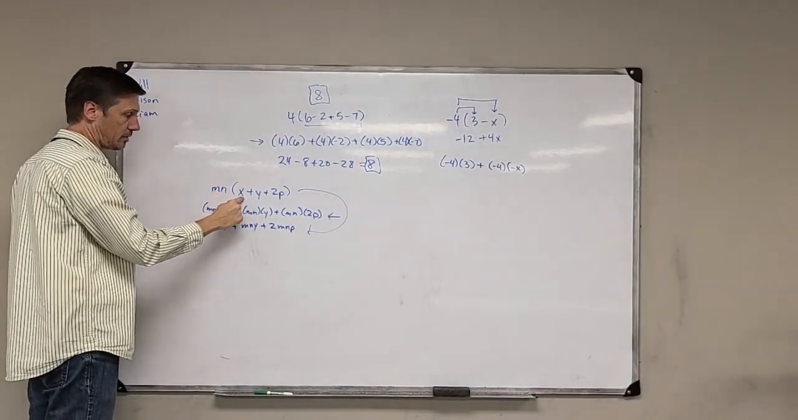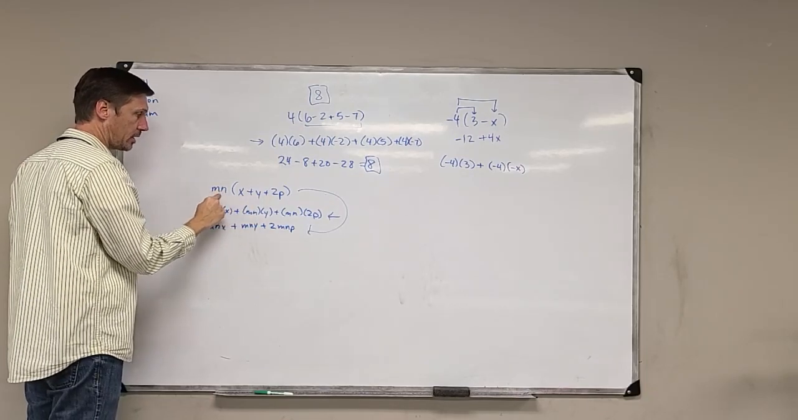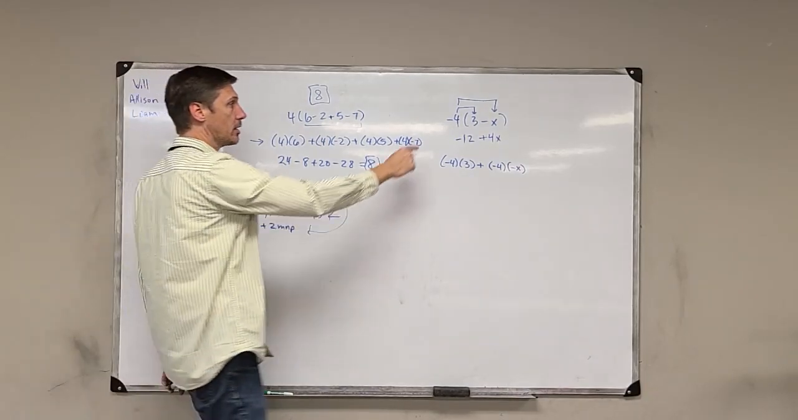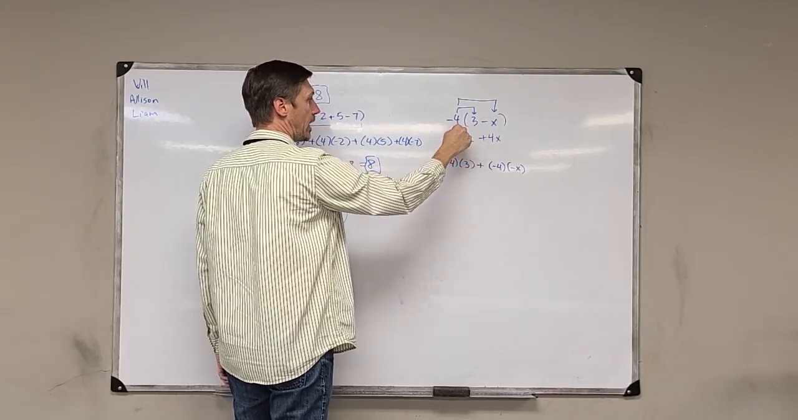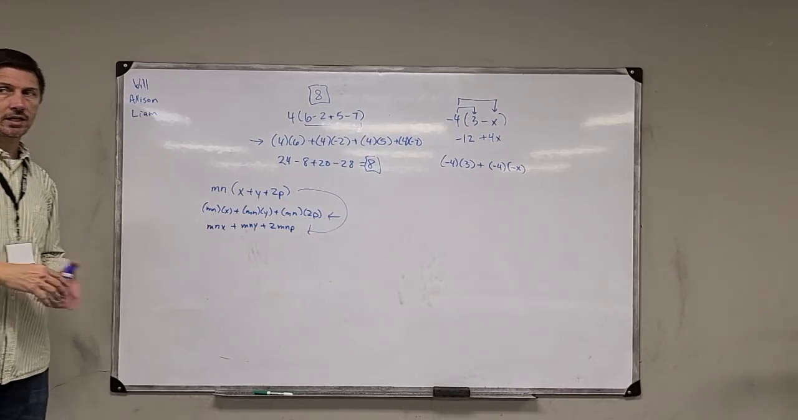We did the ln times that, then we added to that the ln times that, and then we added to that the ln times that. Same thing we did here. Negative 4 times 3, and then we added to that the negative 4 times negative x. And since we've got a negative times a negative, it became a positive.